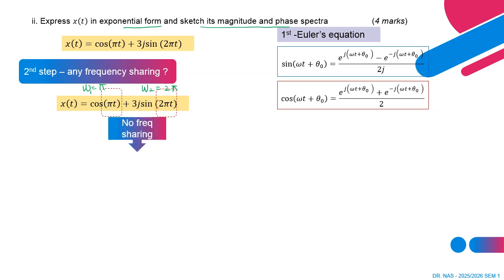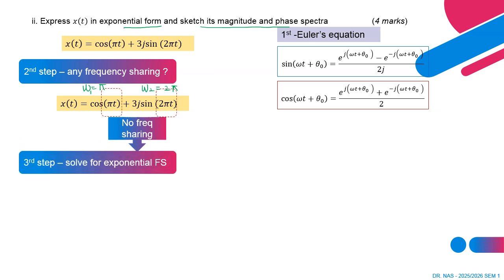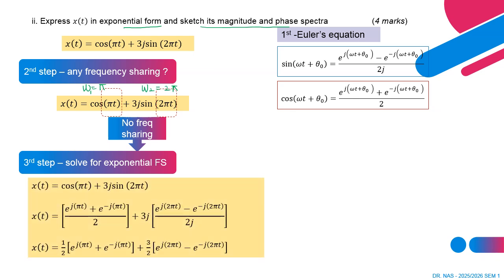Okay, when there's no frequency sharing, then you can start to solve the exponential Fourier series by converting the cos and sine function using Euler's theorem. So the first component is cos, so it is e^(j pi t/2) plus e^(-j pi t/2), divided by 2, and for the sine component, 3j times e^(j2 pi t) minus e^(-j2 pi t) divided by 2j, and then simplify the equation. So this is your equation in exponential form.